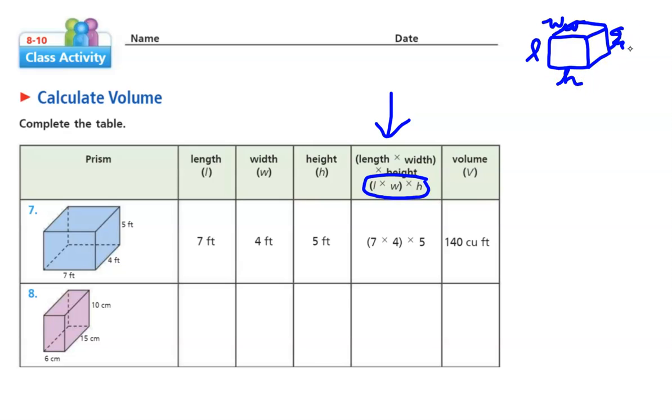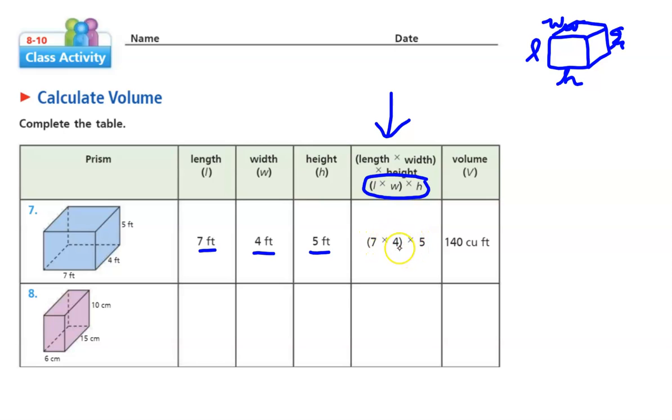Okay, so on number 7, they're walking you through the entire thing. The length is 7 feet. That's where you get 7 feet. The width is 4 feet. That's where you get your 4 feet. And the height is 5 feet. That's where you get that 5 feet. And then they're showing you, you just have to multiply 2 numbers. It doesn't actually matter which 2 you do.